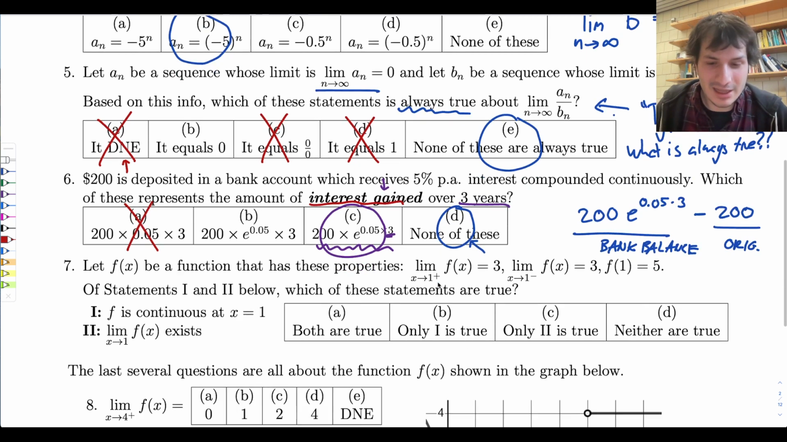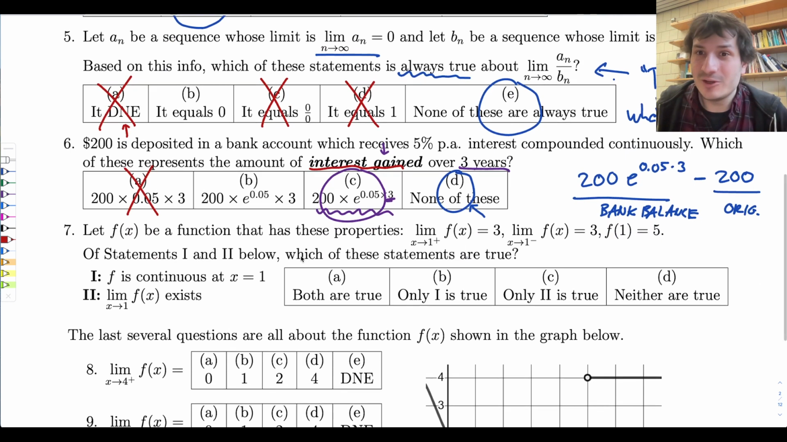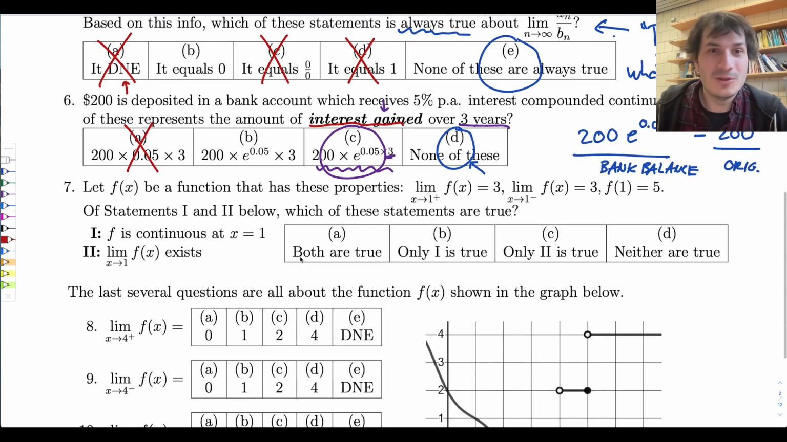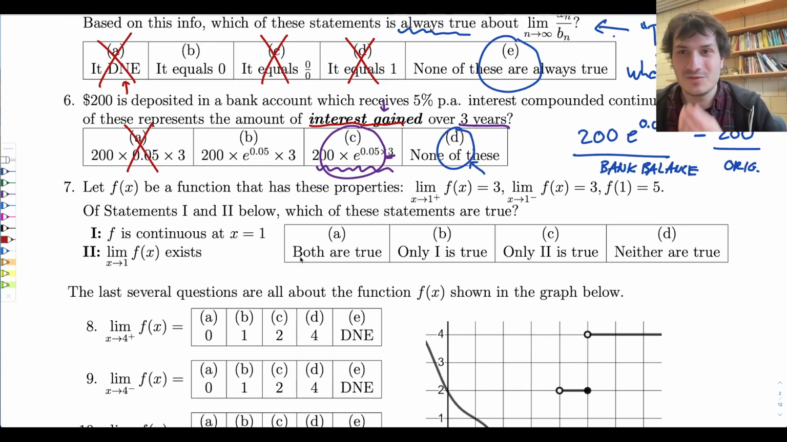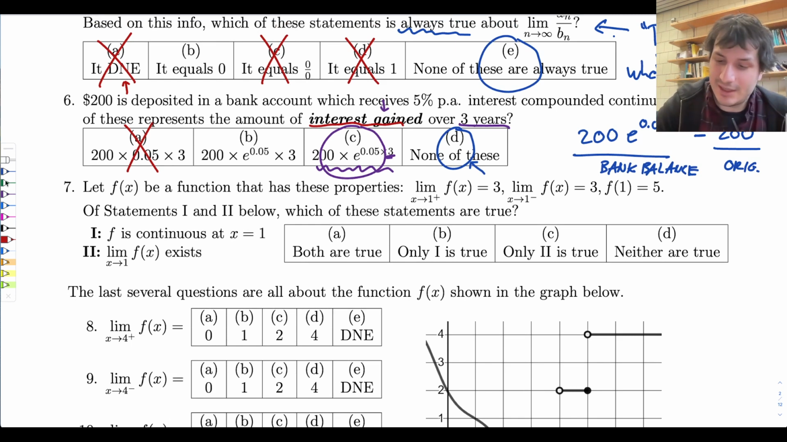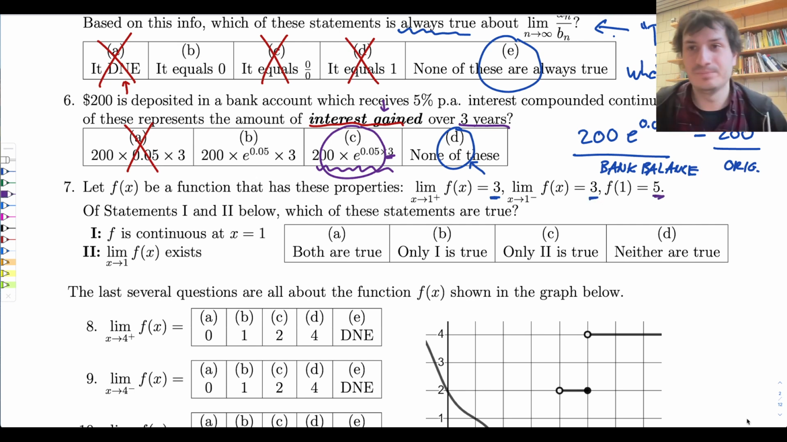Okay, option 7, also not super well done. A little bit below the average of all the other questions. It was about limits. In this situation, we are told the limit from the left is 3. The limit from the right is also 3. But the value of the function is 5. And what happens when the limit from the left is 3, the limit from the right is 3, and the value of the function is 5? You have two options. It could be continuous or the limit could exist.